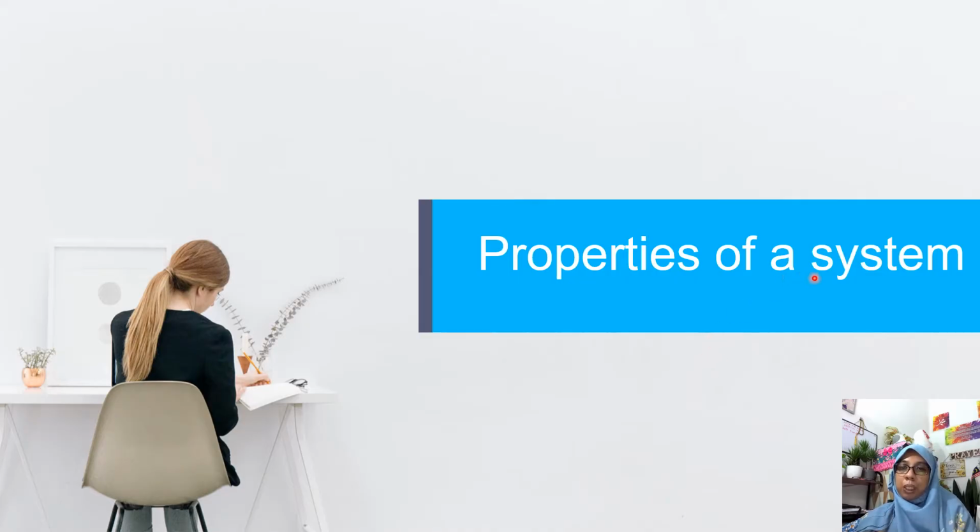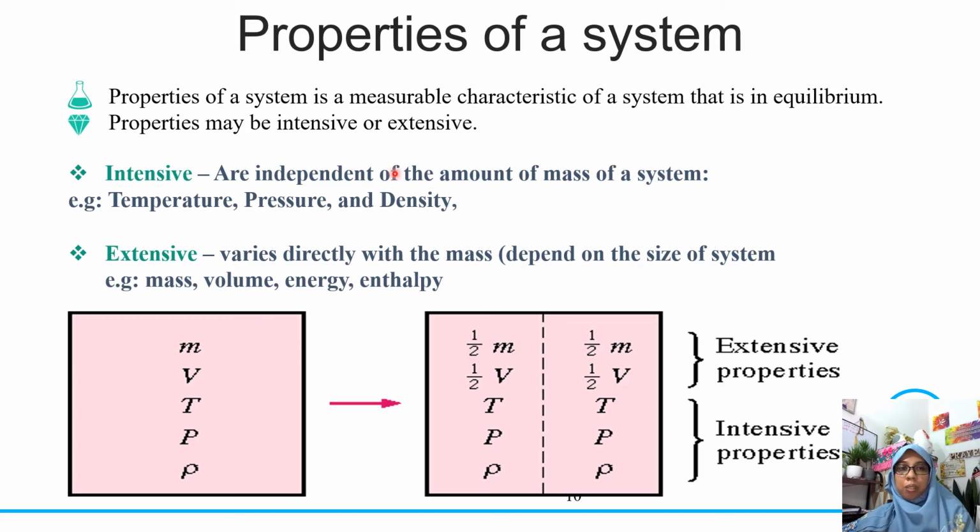Okay, next is properties of system. There are two types of property of system, which is intensive and extensive. So properties of system ni adalah karakteristik yang can be measured, boleh diukur. Okay, seperti volume, temperature, pressure, length, itu semua adalah perkara-perkara yang awak boleh measure, boleh ukur. That is the properties of system.